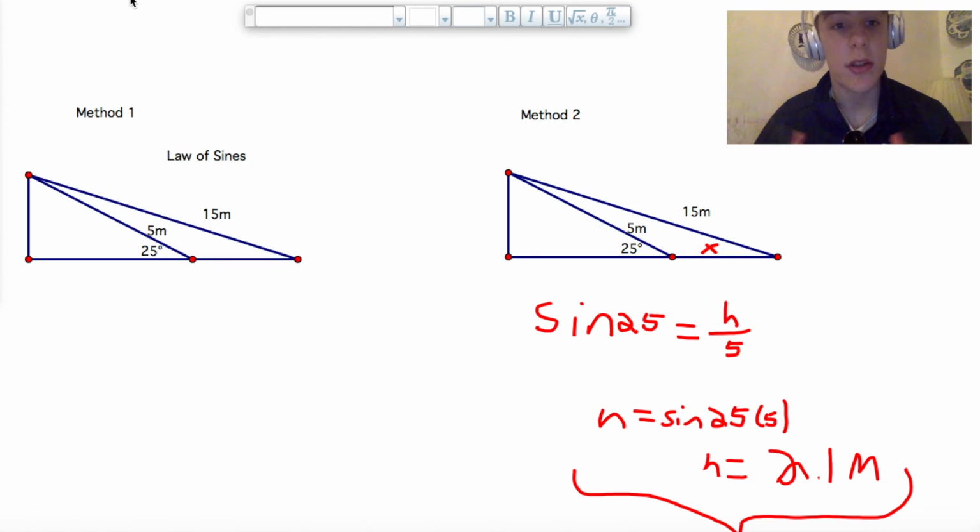So again, both of these are great ways to find the angle that you're looking for. But law of sines was a little easier to use because you only had to do one math problem as opposed to the two needed in method 2. So usually when it comes to this sort of circumstance, you look at which angles you have, which numbers you have, and you figure out from there which one is the best to use.